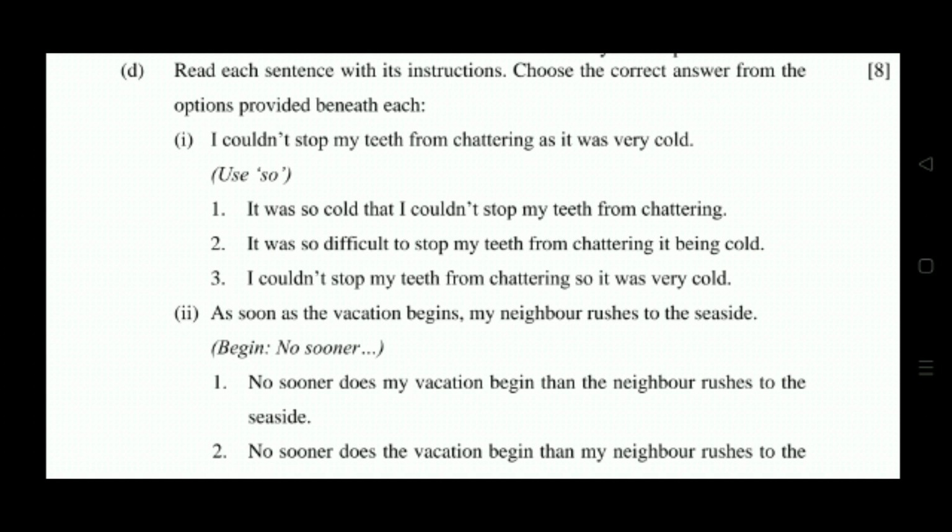This is the ICSE specimen sample paper for your Semester 1 English 1 paper. Question 1. I couldn't stop my teeth from chattering as it was very cold. Use so. Read the instruction very carefully and now let us analyze the options. Option 1. It was so cold that I couldn't stop my teeth from chattering. So that. Option 2. It was so difficult to stop my teeth from chattering, it being cold.